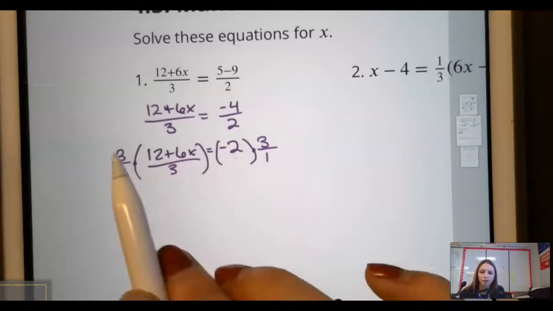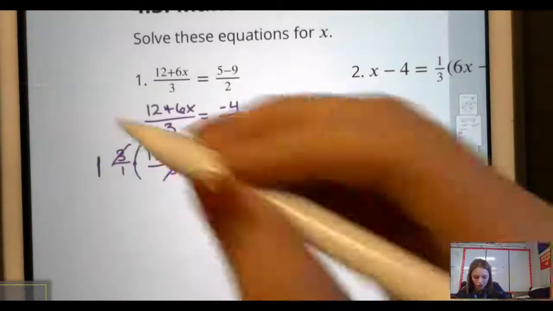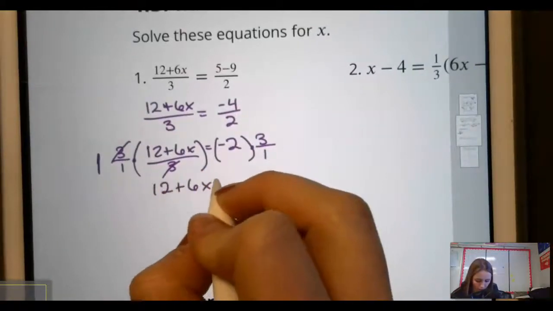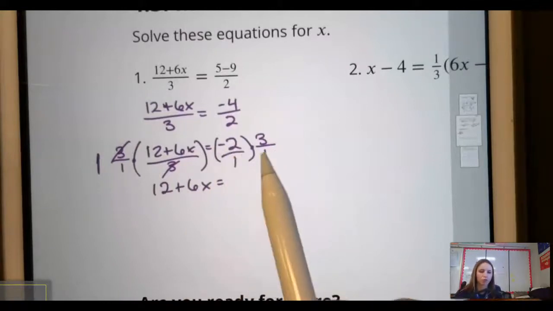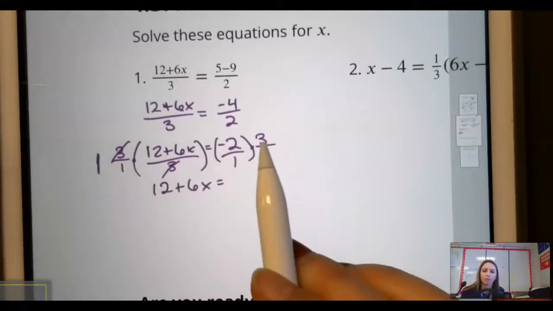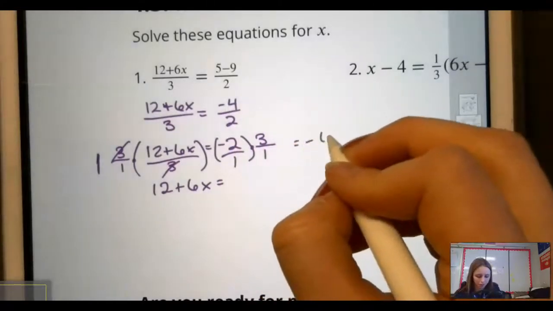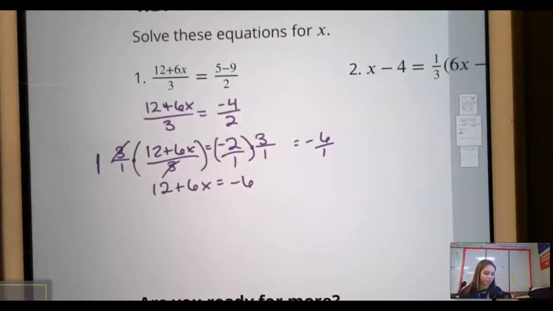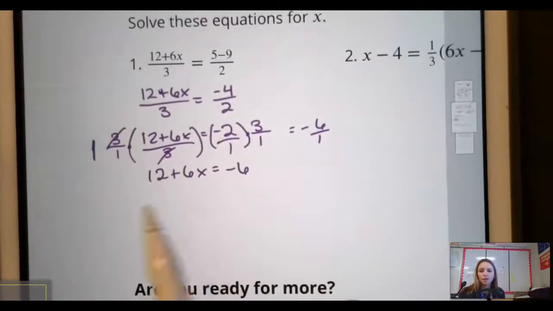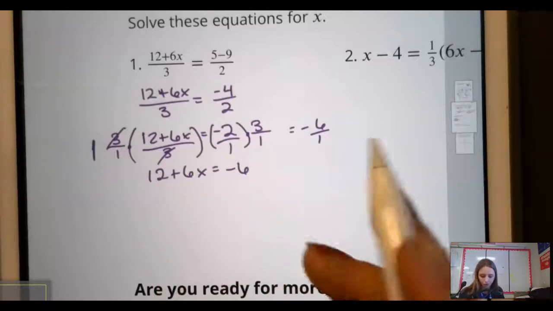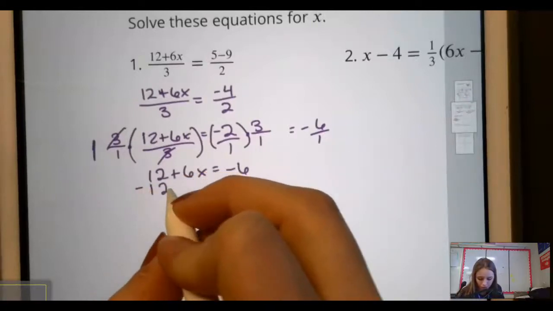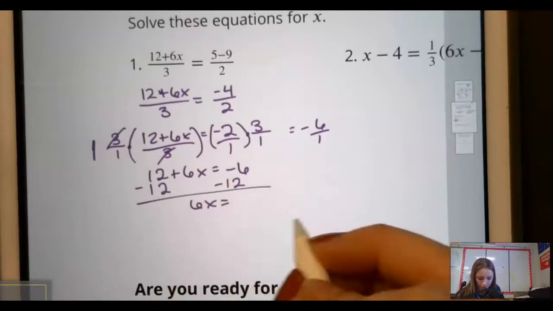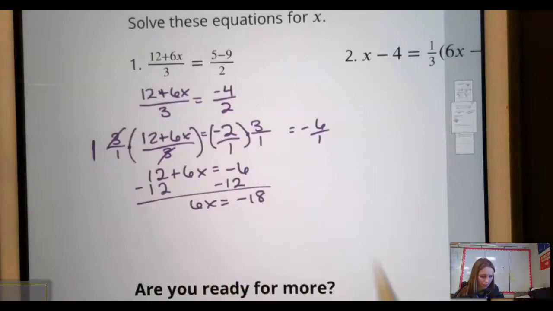Now if I do that, these simplify to 1. So now all I have is 12 plus 6x on the left. And then if I put these both over 1, negative 2 times 3 gives me a negative 6, which would then reduce to just negative 6. Now we have a two-step equation. So let's undo this addition here. We're going to subtract 12 from both sides, and we get negative 18 on the right.